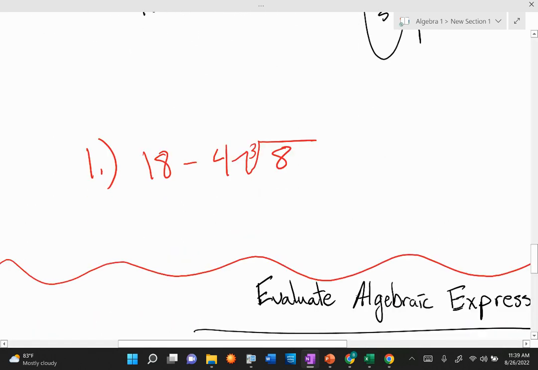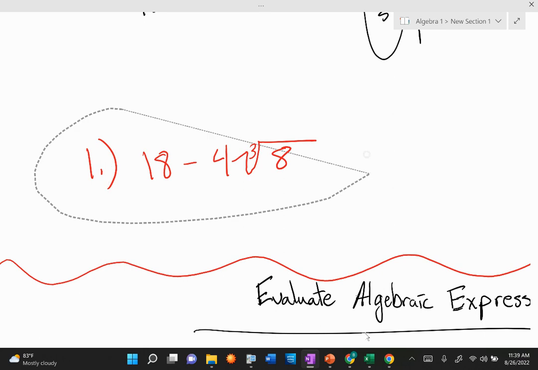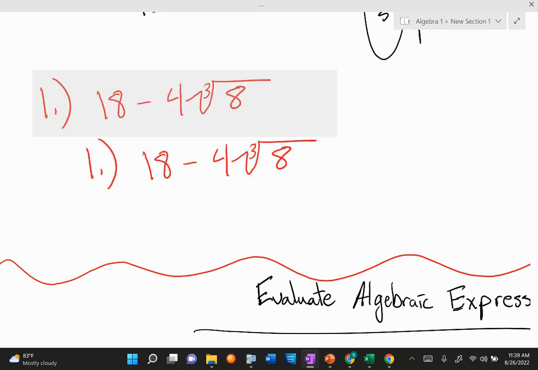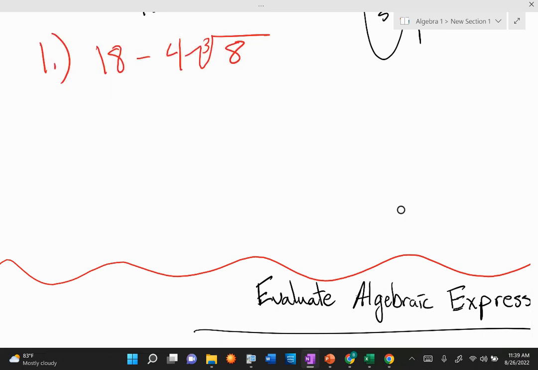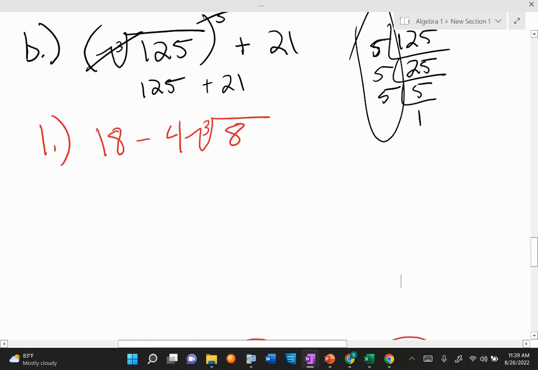Do number 1, and then we'll move on to something a little more fun. Okay, 18 minus 4 times the cube root of 8. I will give you 2 minutes to do this one.